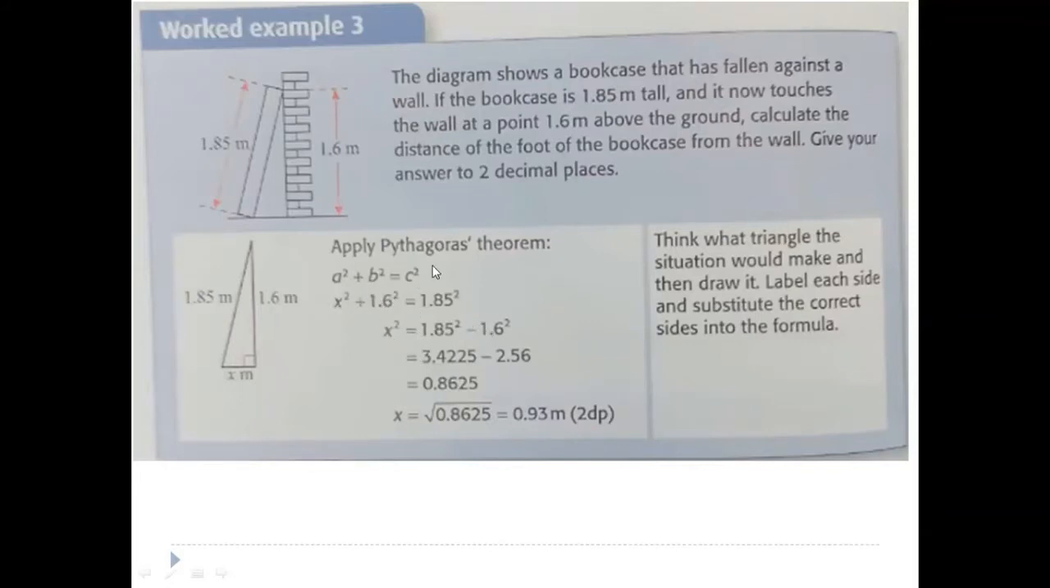So with 1.6 as another side, it will be 1.85 squared minus 1.6 squared. When we find the answer, we will get this. Why do they write 2 dp? 2 dp is 2 decimal places, meaning after the point we put two numbers. As it is the same, we are solving question number 1.